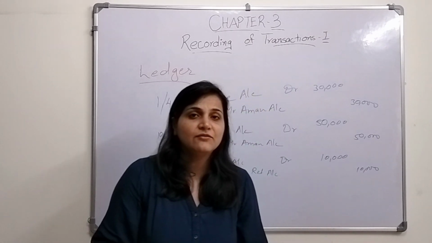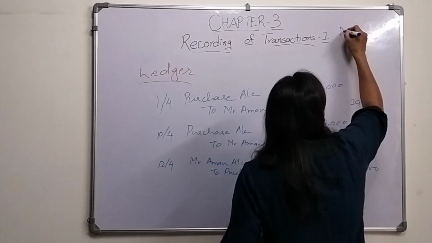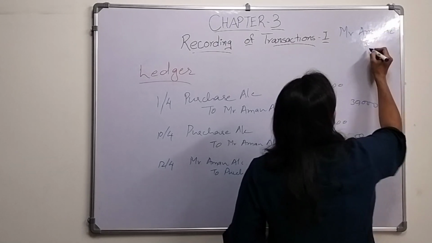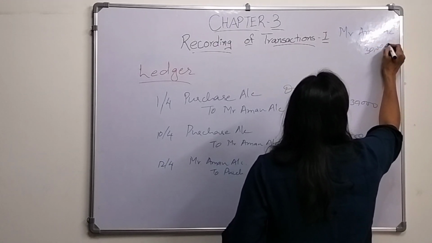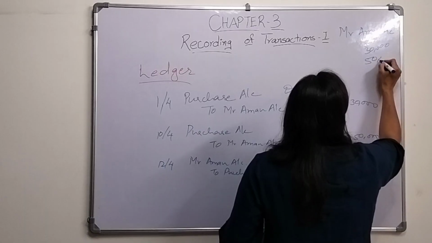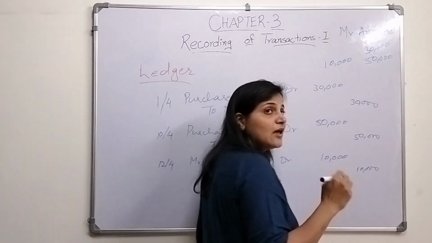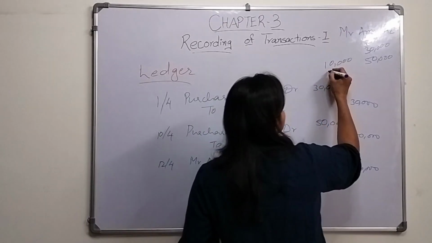Okay, what they will do, they will prepare, like in this case, I'll prepare Mr. Aman account. I purchased goods worth rupees first 30,000, then 50,000. I returned 10,000. Now how much am I liable to pay?